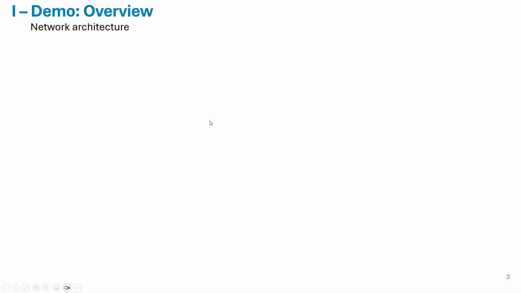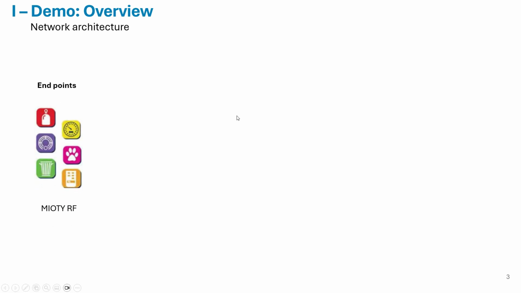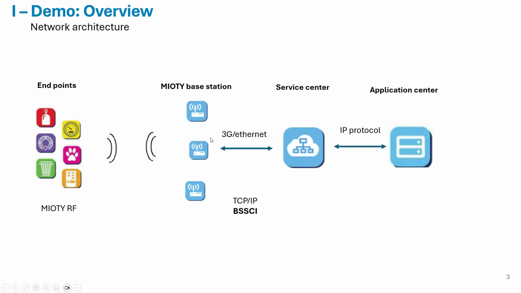Let's remember together the MIOTY network architecture. First of all, we will have the endpoints, which will be responsible for sending the sensor data to what we call a MIOTY base station. The MIOTY base station will receive the data, add some other data like the signal to noise ratio, RSSI, and time of reception, check the data integrity, and then bridge or forward it to what we call a MIOTY Service Center, where the data would be managed, authenticated, and then forwarded to the application center.